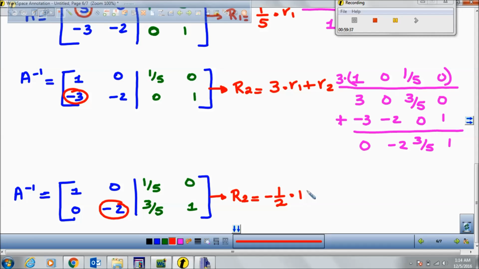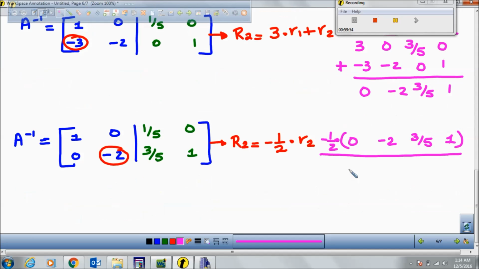So -1/2 times every number in row 2: 0, -2, 3/5, and 1, times -1/2. So -1/2 times 0 is 0. -1/2 times -2 is 1. -1/2 times 3/5, it's going to be -3/10. -1/2 times 1, -1/2.